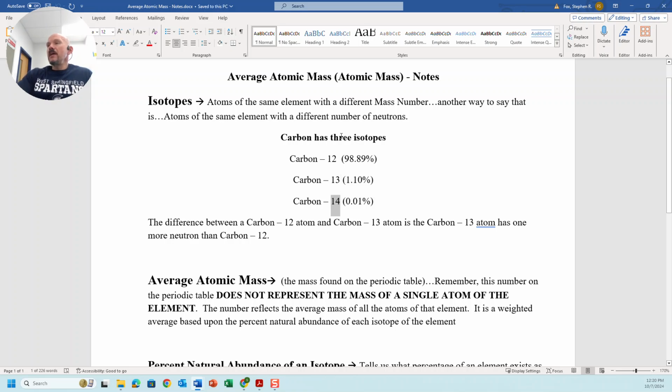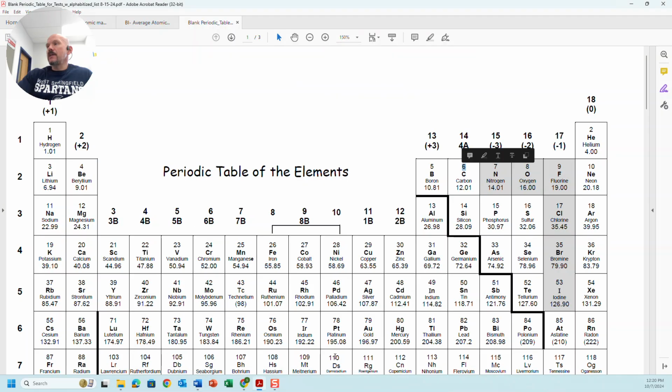So what we want to understand, though, is the mass that's on the periodic table is not the mass number. The mass that's on the periodic table, like for carbon, the 12.01 here, that's not the mass number. That's the average atomic mass, sometimes, again, referred to as the average atomic weight. Okay. Now, what that number represents is a weighted average of those isotopes that we just talked about, carbon 12, carbon 13, carbon 14, but it's weighted by their percent abundance.